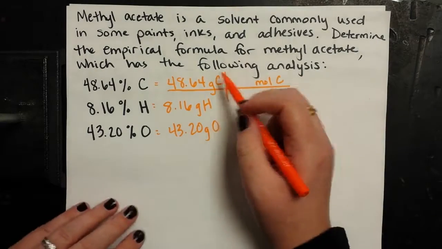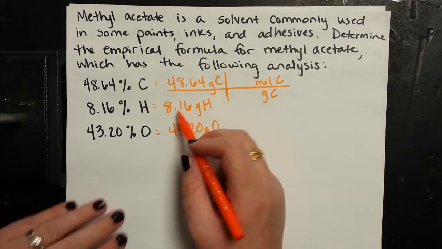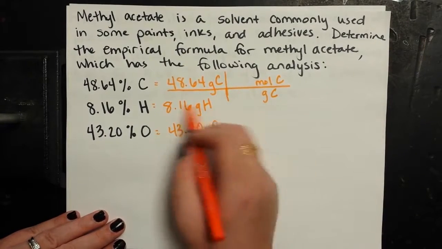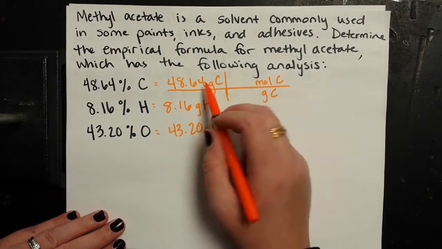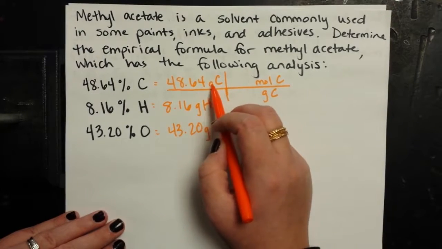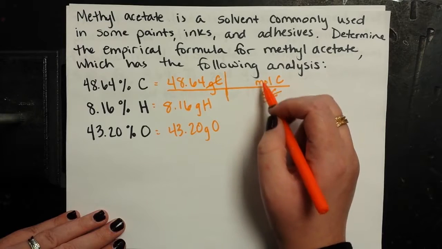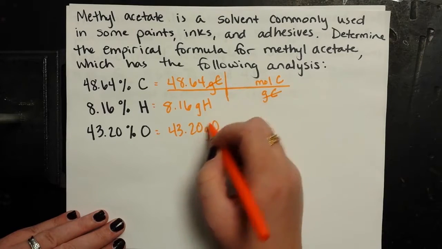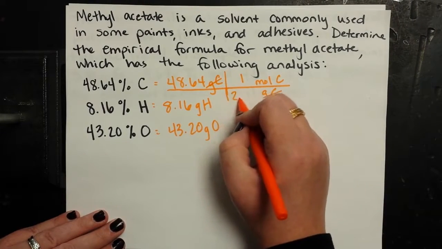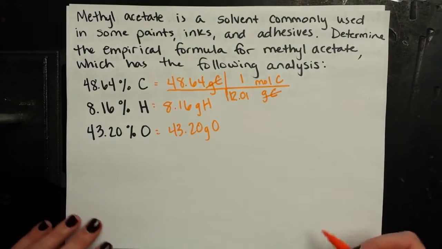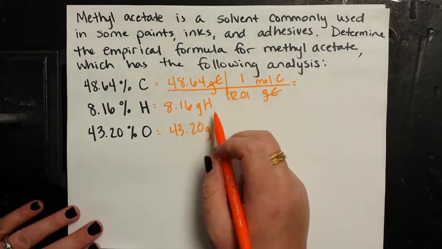You can do it for the other two, and I'm going to change my color here in a second to make it easier to keep up with. Actually, I might just bring stuff down. So if you notice, my grams of carbon cancel. I'm left in moles. And we know to get between moles and mass, I need to use the molar mass of carbon. And I know that 1 mole of carbon weighs 12.01 grams. This should give me my number of moles of carbon.